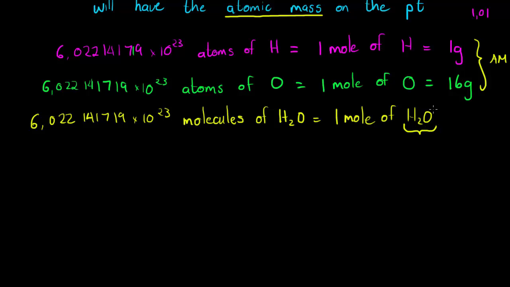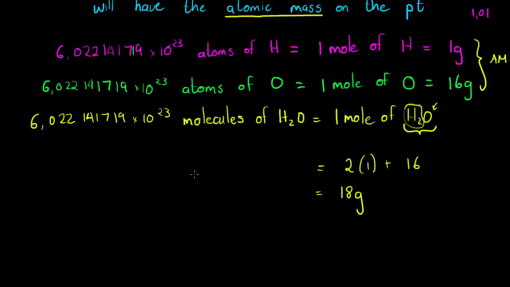In this case, you can see we've got 2 hydrogens and 1 oxygen. So 1 mole of water needs 2 moles of hydrogen and 1 mole of oxygen. In other words, the molecular mass will be 2 times 1 gram plus 1 times 16 grams, which gives me 18 grams.